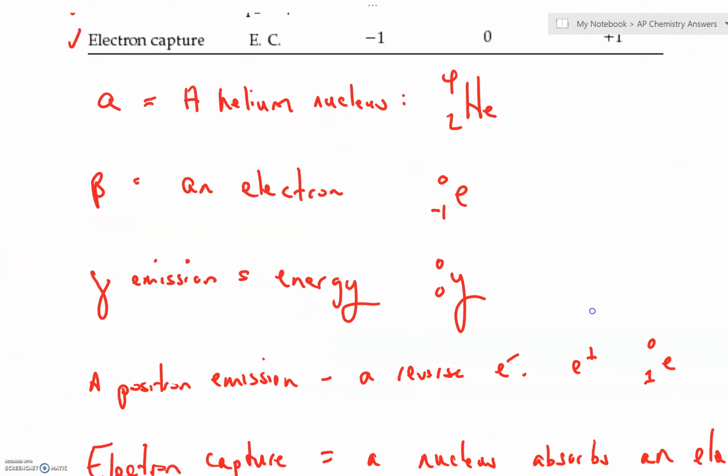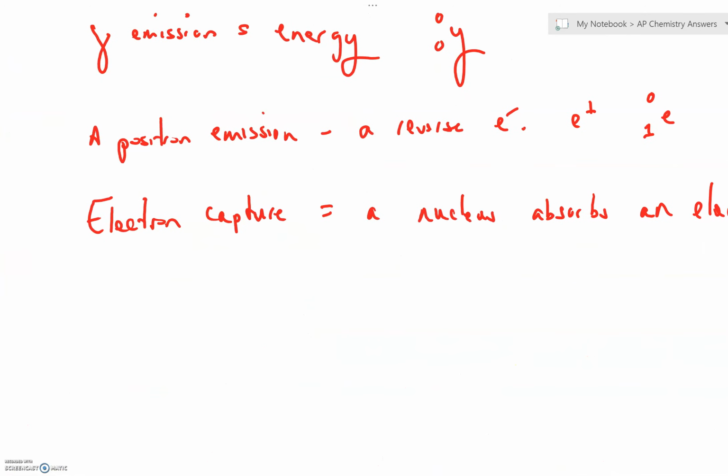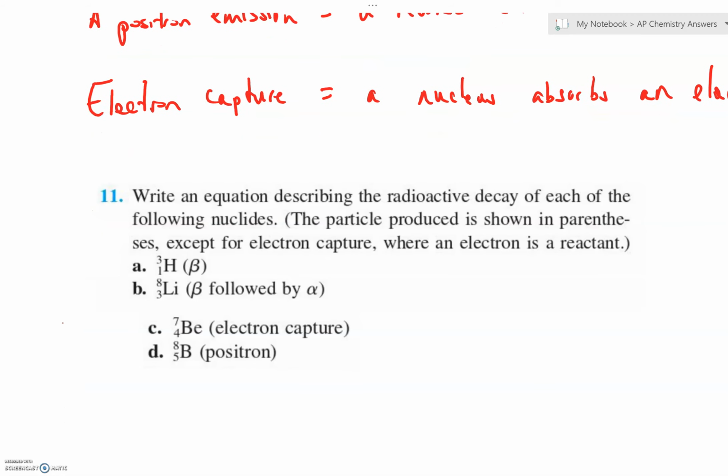All right, so here's what this looks like when they ask us to try this. This is a problem I would have assigned in more normal times. This is number 11. It says write an equation describing the radioactive decay of each of the following nuclides. A nuclide is simply a nucleus of various isotopes with various atomic masses, right? And there are different numbers of neutrons and whatever. The particle produced is shown in parentheses, except for electron capture, where an electron is a reactant.